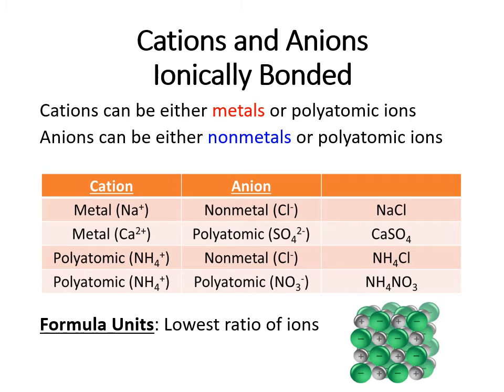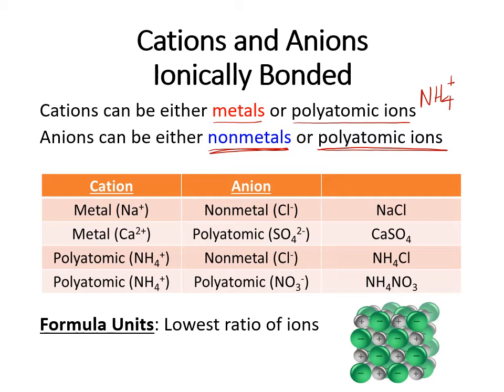Let's look a little closer at cations and anions. Cations are either metals or polyatomic ions. The only polyatomic ion that you have to memorize that is a cation is ammonium. Anions can either be nonmetals or polyatomic ions, and you have a lot of those to memorize.